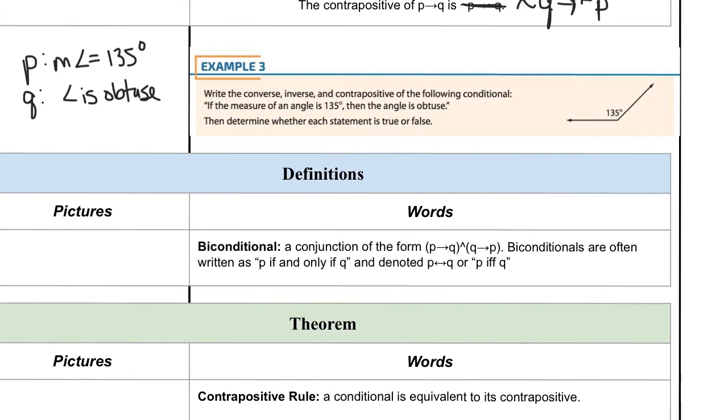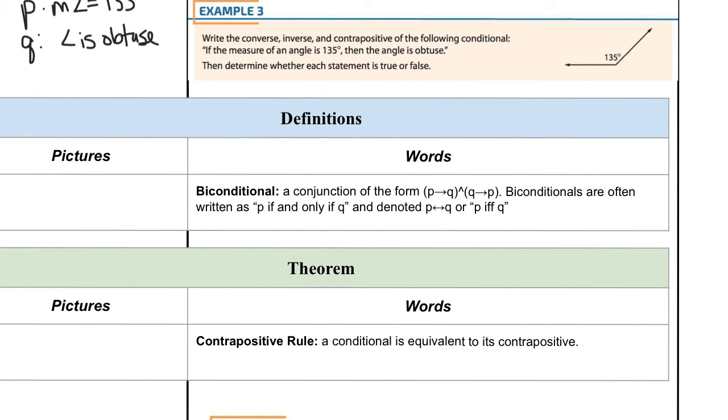All right. A couple more definitions, and then we have a theorem. Or one more definition and then a theorem. A biconditional is a conjunction of the form if P then Q and if Q then P. You will hear me say if and only if, or IFF. So P happens if and only if Q happens. The contrapositive rule, this is a theorem: a conditional is equivalent to its contrapositive. And we're going to talk about this a little bit more in class tomorrow.